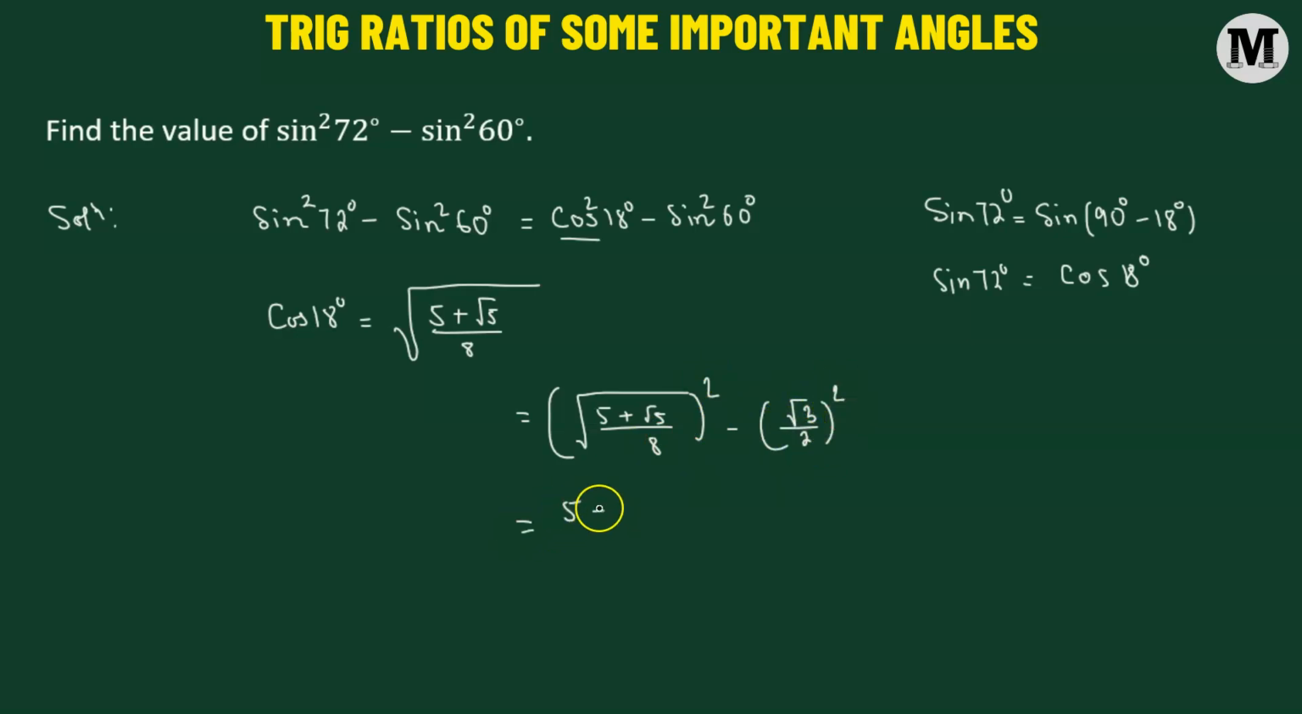Now we have (5 plus square root of 5) divided by 8 minus 3 over 4. Combining it, we get a common denominator of 8. Then we have in the numerator 5 plus square root of 5 minus 6, which gives us the value square root of 5 minus 1 divided by 8. And that's going to be the value of the trig expression sine squared 72 degrees minus sine squared 60 degrees.